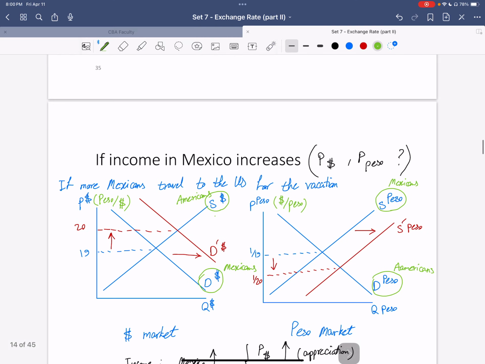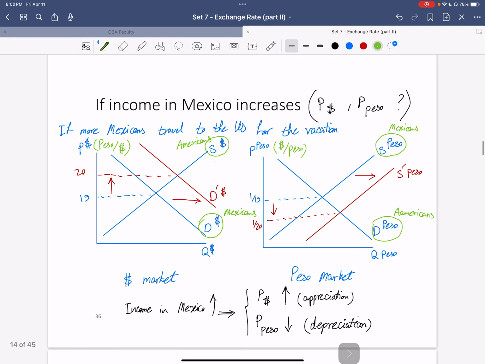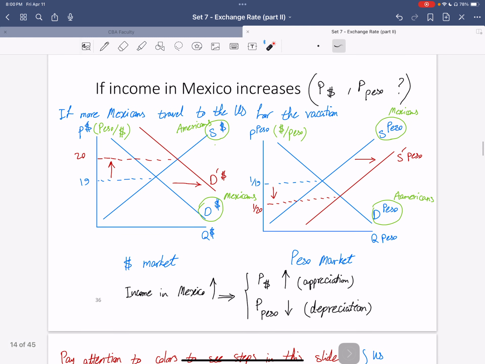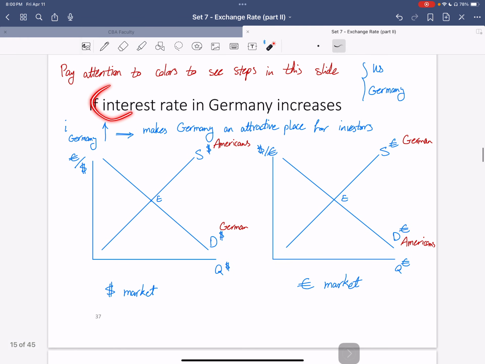So earlier here, we learned that when income in one country increases, it will affect the citizens of that country only. But when interest rate is changing, that could actually affect the citizens of both countries. So both Americans and Germans will be affected. So let's go over them one by one.